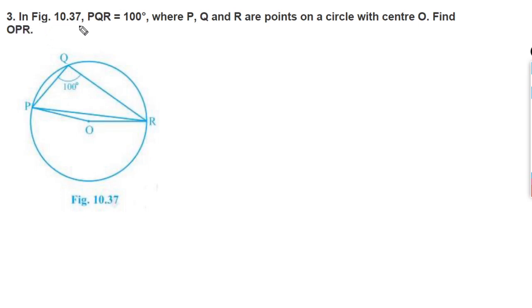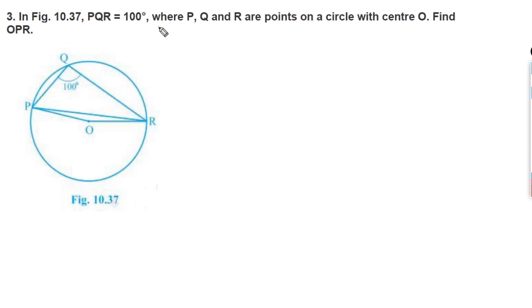In figure 10.37, in this figure, PQR equal to 100 degree. You can see PQR, this angle is equal to 100 degree, where PQR are points on a circle, we can clearly see it, with center O. So you can also see center is O. Find angle OPR. Okay, we need to find this small angle OPR, this angle. Okay, so what we have given? We have given angle PQR, that is 100 degree. So let's try to solve it.